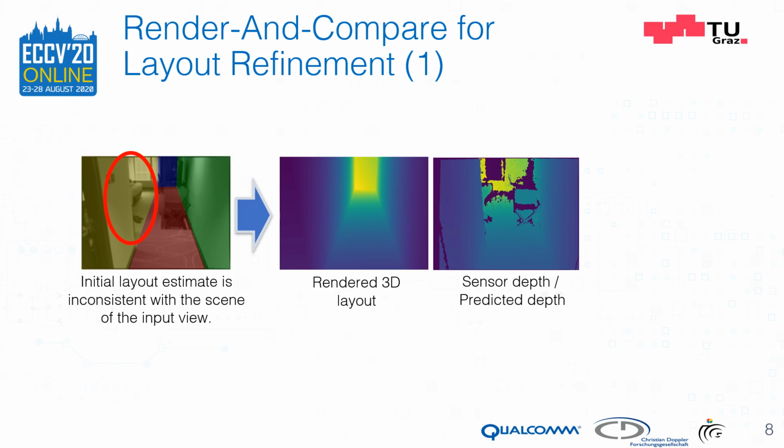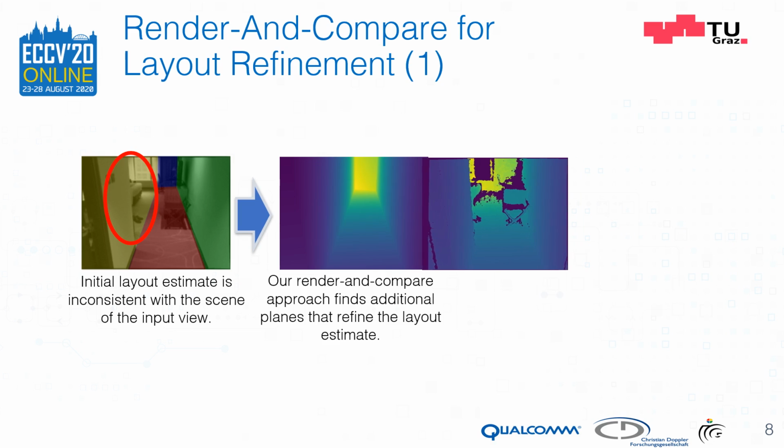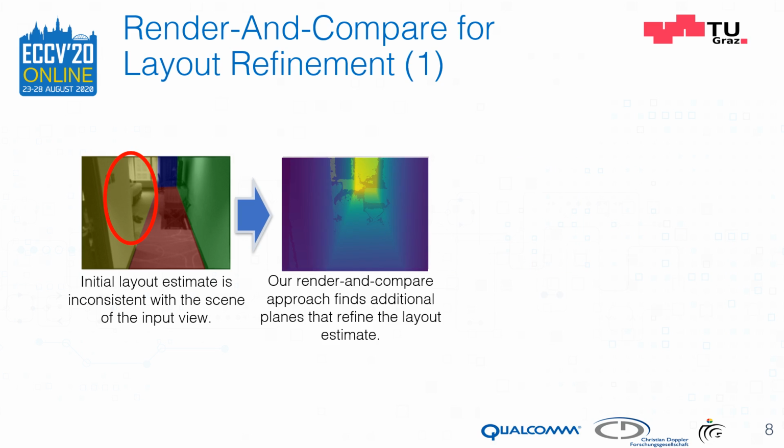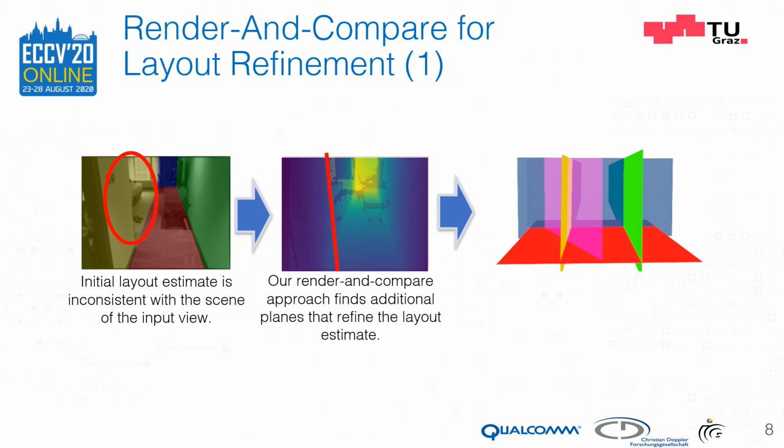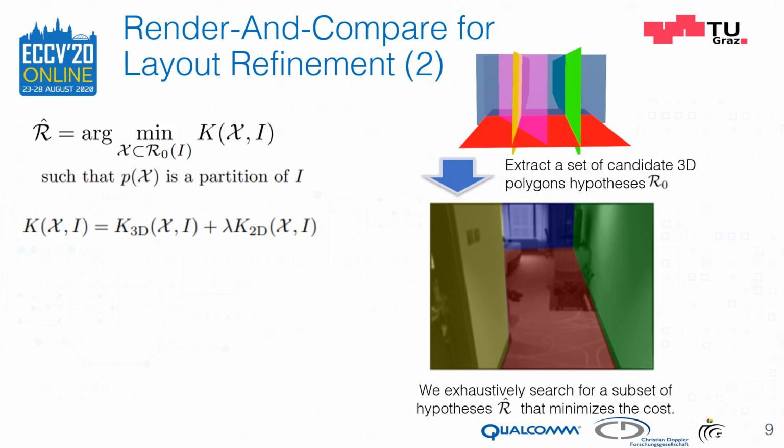We detect and deal with remaining inconsistencies in a render and compare refinement step. First, we render the initial layout estimate in 3D and compare it to the depth map of the input view, similarly as we do when calculating the 3D cost. Next, if discrepancy is high, we find an additional plane that passes through the line of largest discrepancy change and the camera center. Therefore, we obtain an additional plane that is not part of the layout but supports the calculation of the final layout estimate.